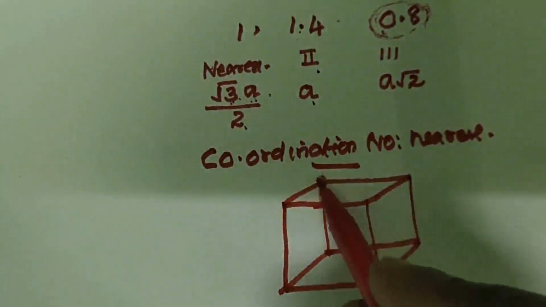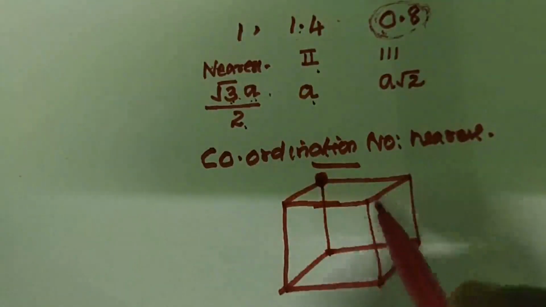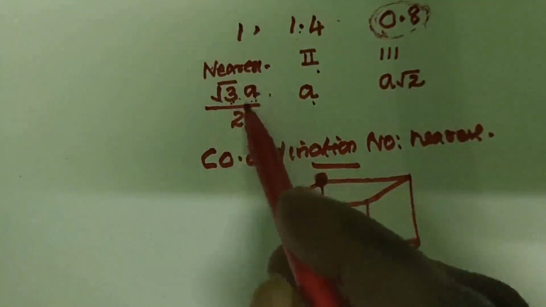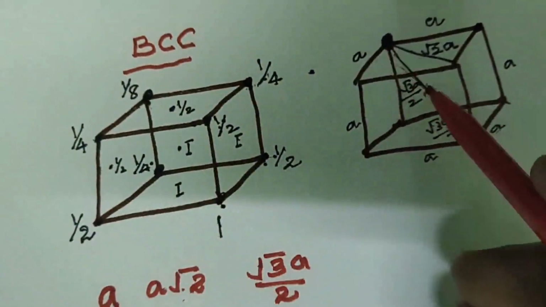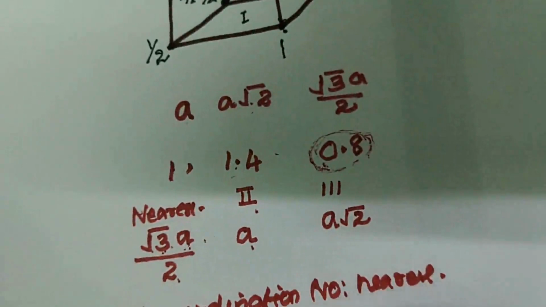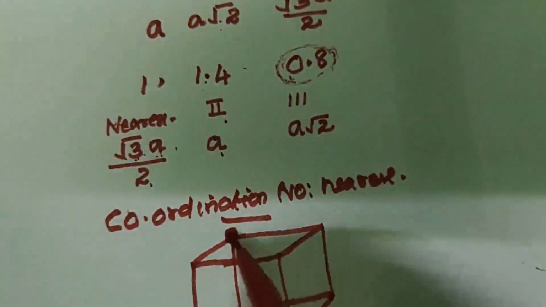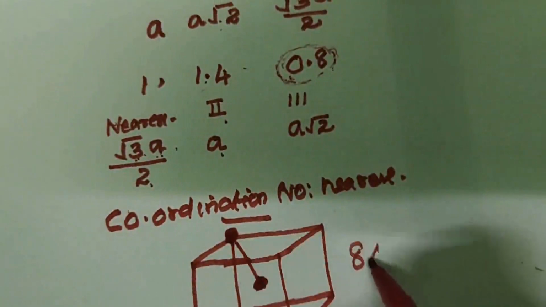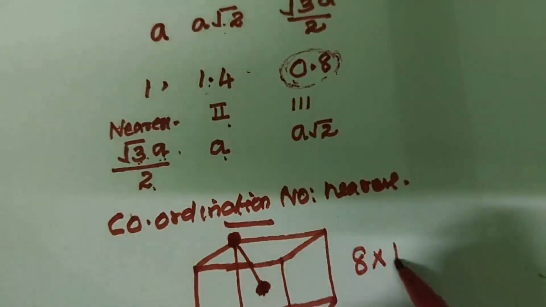So this is the corner particle. To this corner, the nearest particle, how much is it? Root 3 a by 2. So root 3 a by 2 means the corner to the center, through the body diagonal. So the calculation: how many corner atoms? 8 corner atoms, and 8 into 1 particle, only one particle, so that is equal to 8.